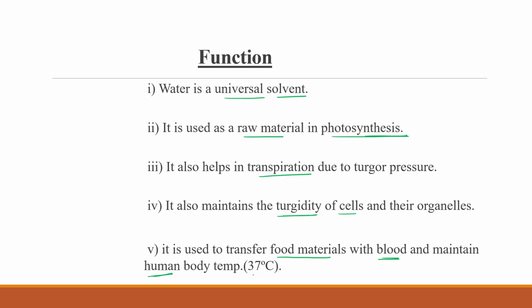Our, meaning human, temperature is 37. So water is mainly involved in these functions, and these all come under the essential functions category, right? So water is a universal solvent and it acts as a raw material in various essential metabolic pathways, and in the case of plants, photosynthesis. It also helps in transpiration, maintains turgidity, transfers food material with blood, and maintains human body temperature.